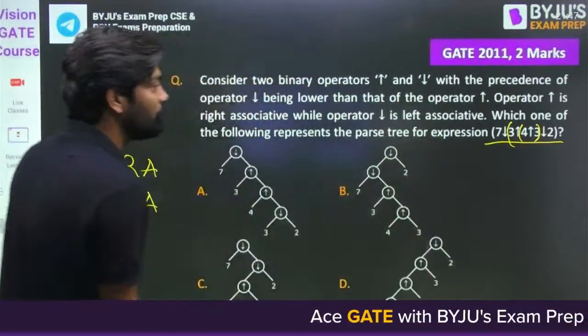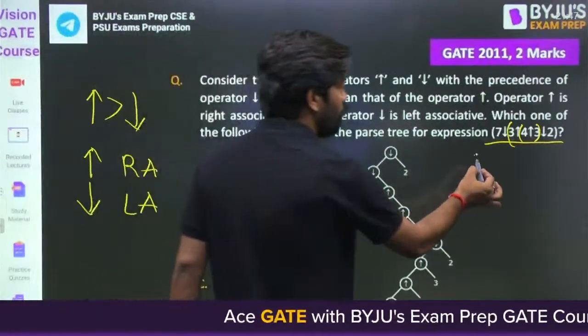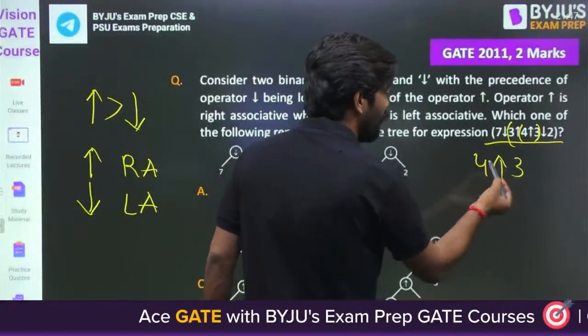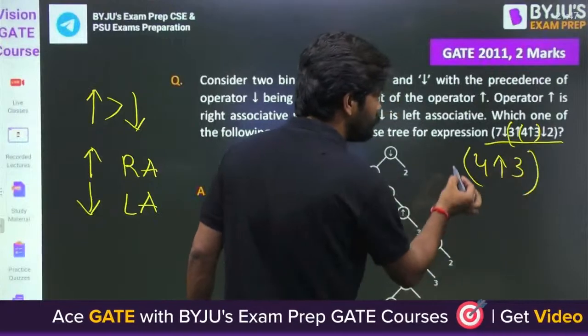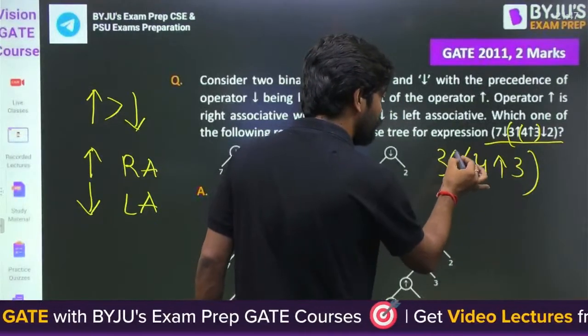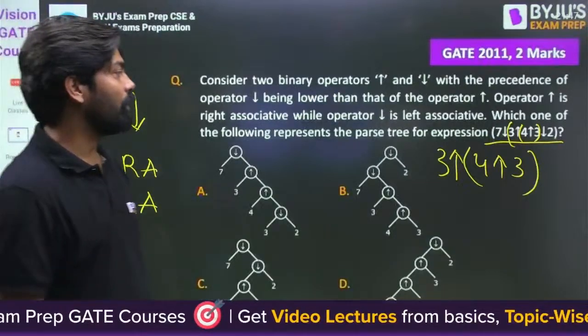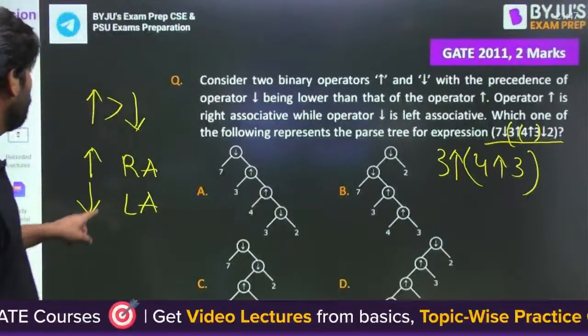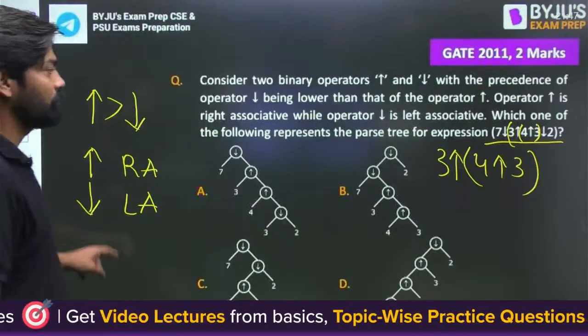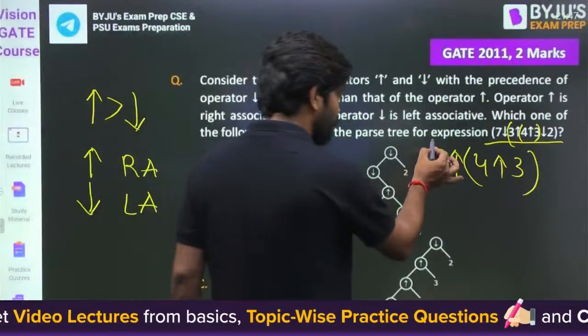And the result of this one will be evaluated by this one. Fine, are you getting my point? And after that, what do we have? Downward arrow, and it is left associative. So the result of this one will be what?